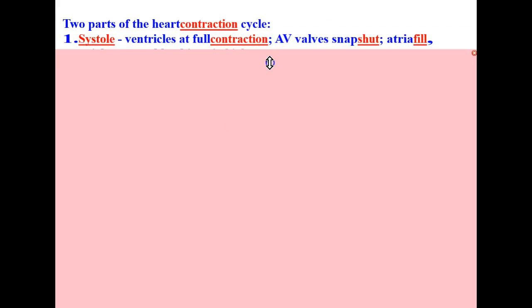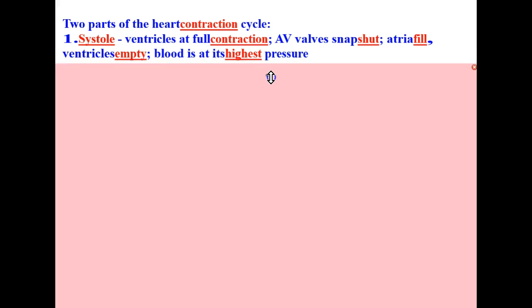Two parts of the heart contraction cycle. We have systole, which means the ventricles are at full contraction. The aortic valves snap shut. The atria fill with blood. The ventricles empty of blood. And this is the part of the heart contraction cycle at which blood is at its highest pressure.